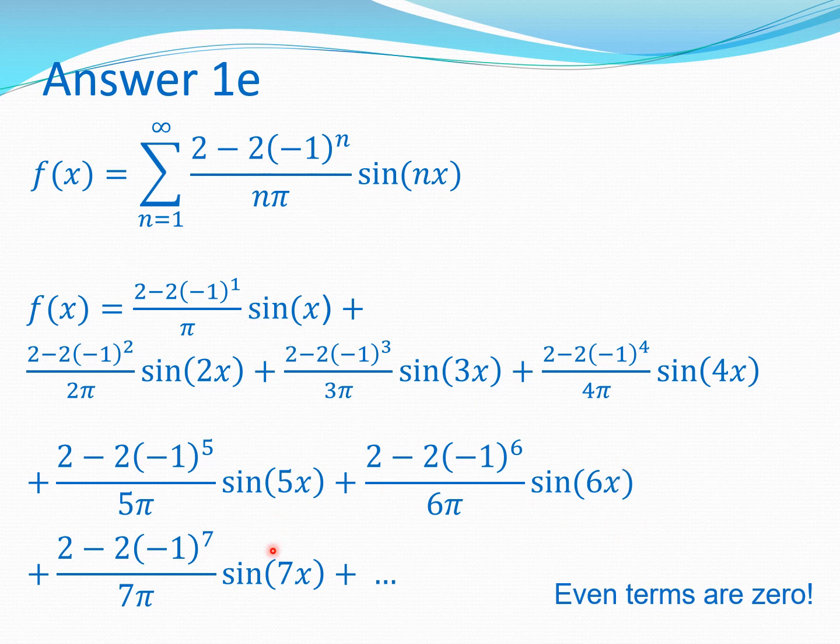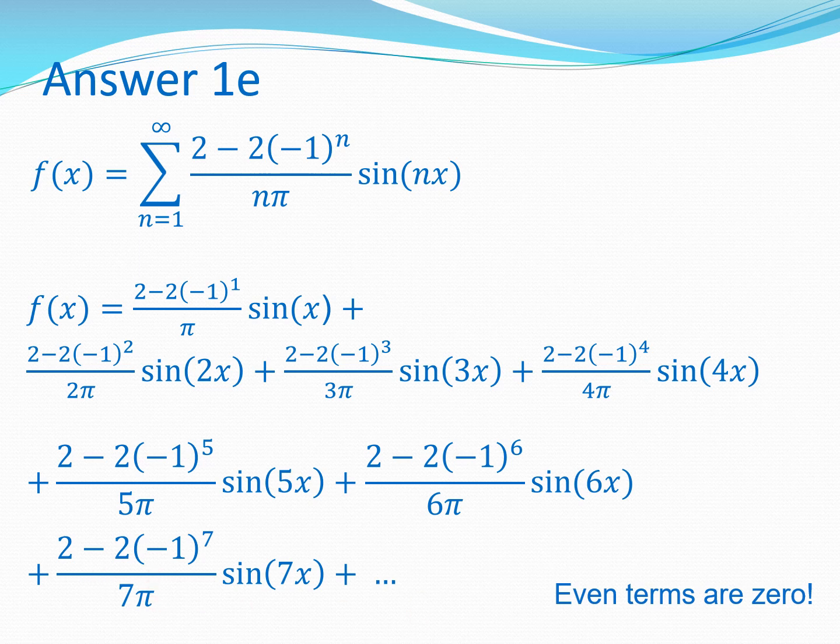And we'll see that all the odd terms will be there, because let's say we take the sine x term. Here minus 1 to the power 1 is simply minus 1. So this becomes 2 plus 2, or 4 by pi. Similarly, let's take the sine 3x term. This becomes minus 1 cubed, that is minus 1. So 2 plus 2, that is 4 by 3 pi. Now this term here becomes minus 1 to the power 5, that is minus 1. So that is 2 plus 2 by 5 pi. This becomes 2 plus 2 by 7 pi, and so on.